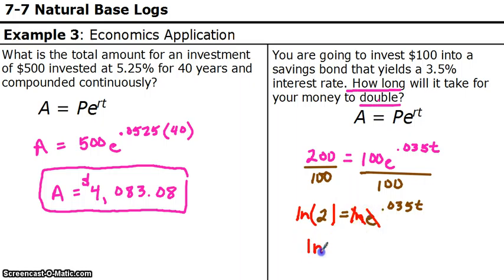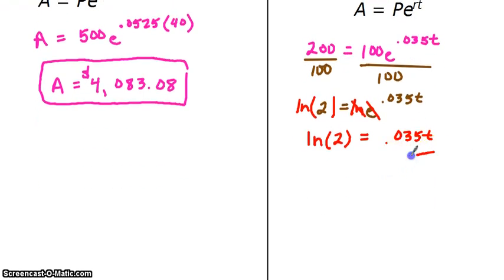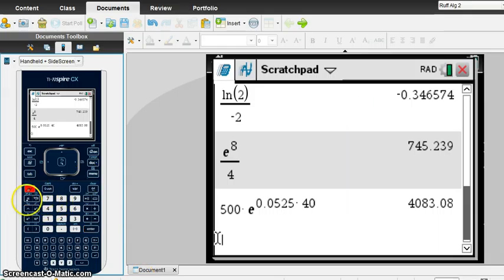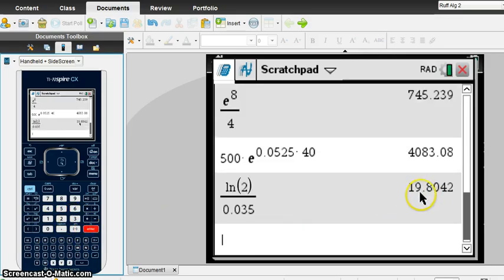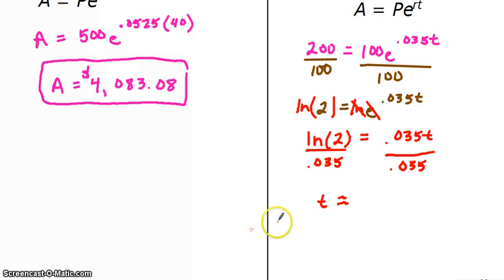So I've got ln of 2 equals 0.035t. Divide this by 0.035 and we'll have what t equals. So that's ln of 2 divided by 0.035. So it's going to take 19.8 years.